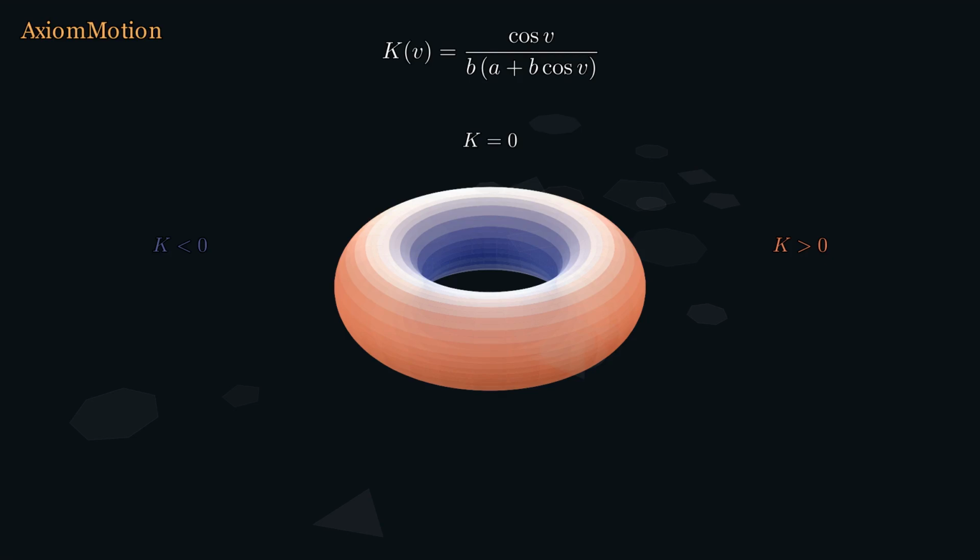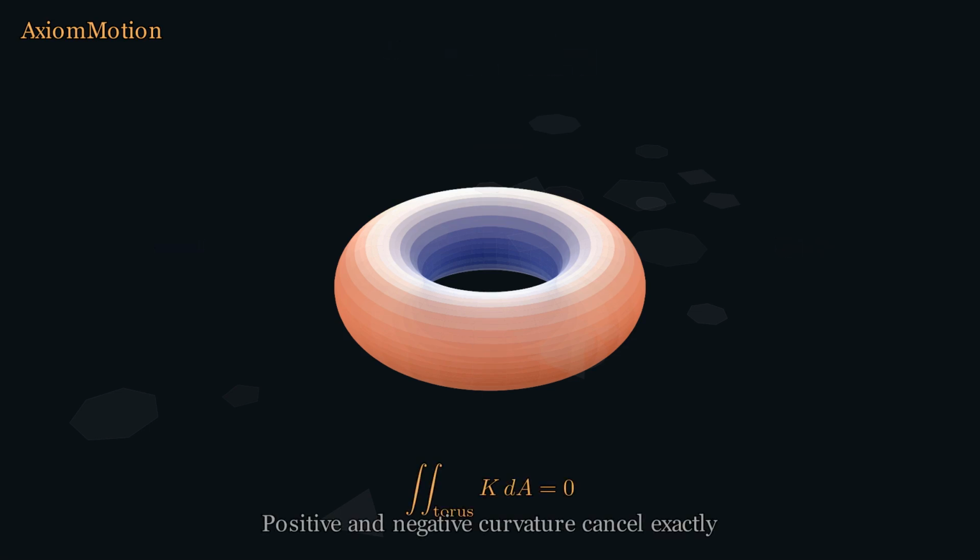Curvature changes sign as you walk around the tube, and something remarkable happens when you add up all the curvature. The positive and negative regions cancel exactly. The total is 0. We will see why in the Gauss-Bonnet Theorem.